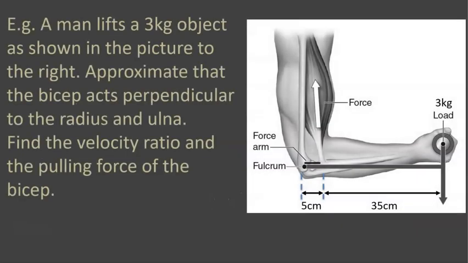Here's an example. A man lifts a 3 kilogram object, and let's do some approximations. Let's pretend that the forearm is perfectly vertical, with the load over there. That way we don't have to worry about working with components of forces at a slightly different angle. Let's just pretend it's straight up. The question is: find the velocity ratio and the force required by the bicep to pull the arm up. For those interested, this is a third-class lever.